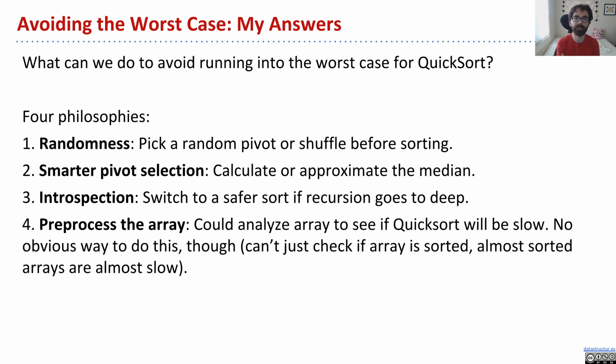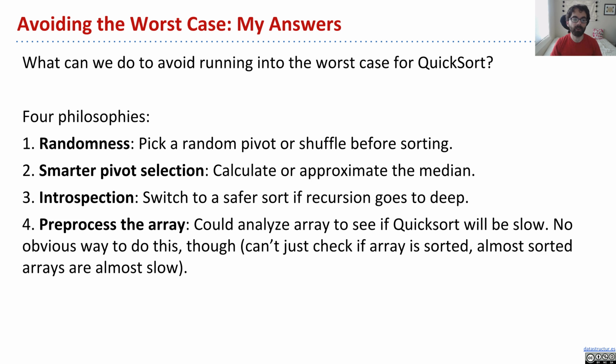And so you might say, well, we check if it's sorted. But it's not enough just to check if it's sorted, because if it's almost sorted, or if it's an array of almost all duplicates, well, which means it'll be almost sorted, then QuickSort's still bad. So we need some other more complicated preprocessing strategy other than just checking if it's sorted. We don't have such a strategy.